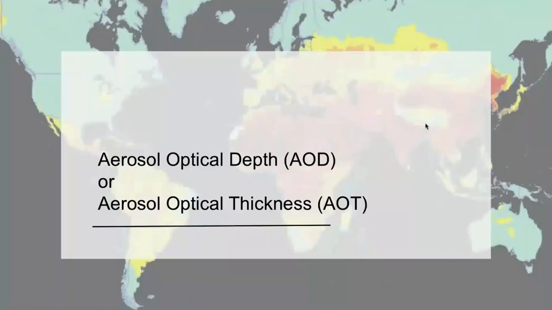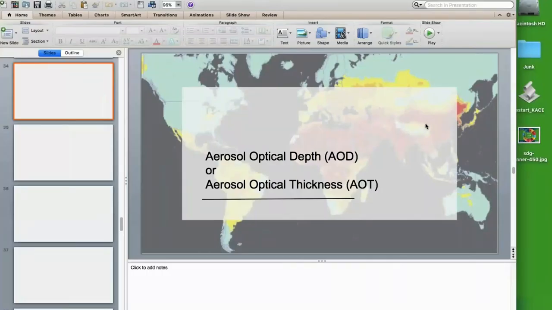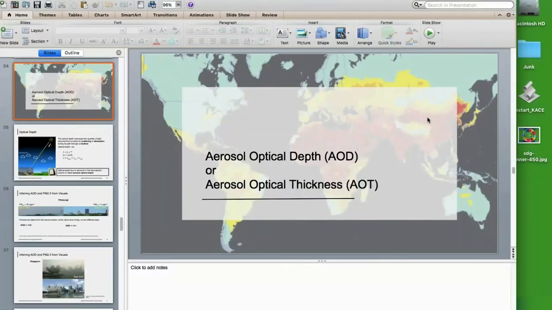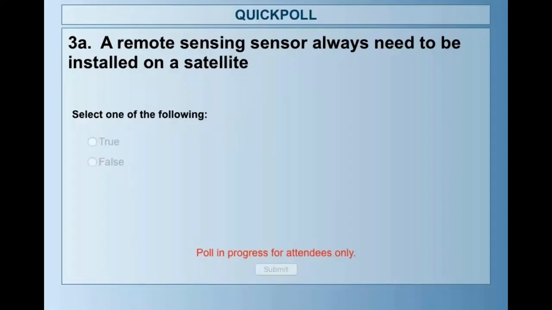So with that, before moving to the next topic, I would like to again pause and put out a poll question. So let's see. The next question is, a remote sensing sensor always needs to be installed on a satellite. Is it true or false? So you have again 30 seconds to respond to it, and then we will move forward.